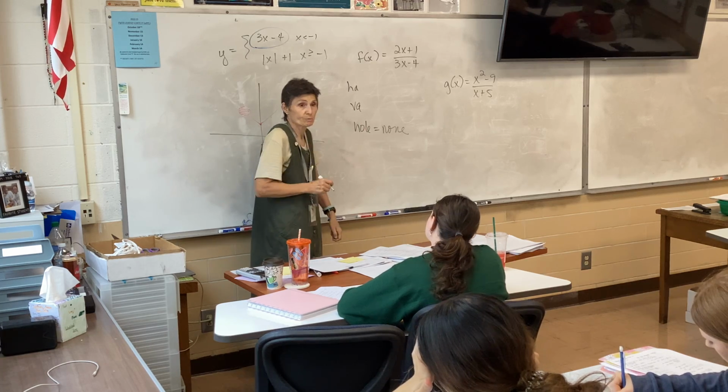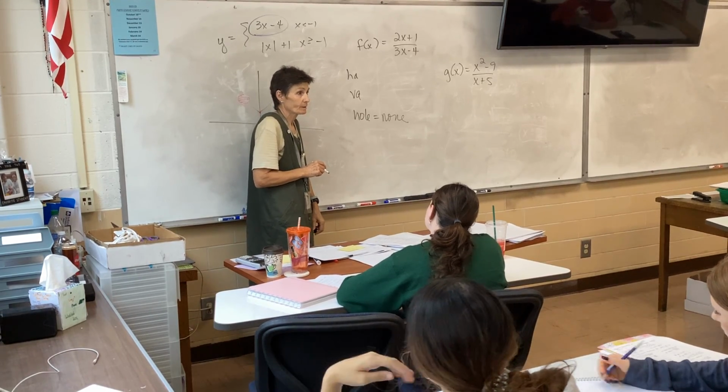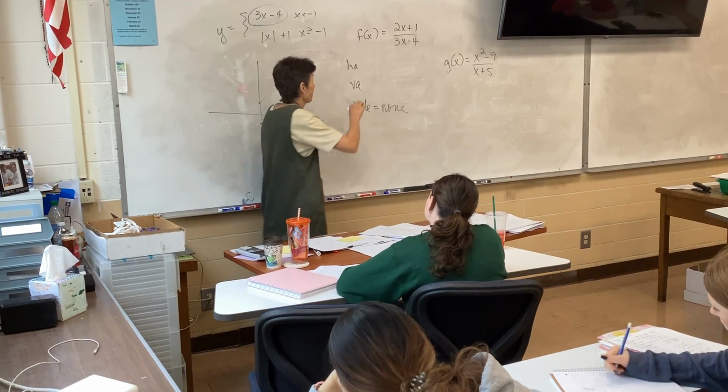Okay? Now, tell me about these other things. Are there any asymptotes in this picture? Where's the vertical? From the denominator. So you know from our domain work that 3x minus 4 can't be 0?